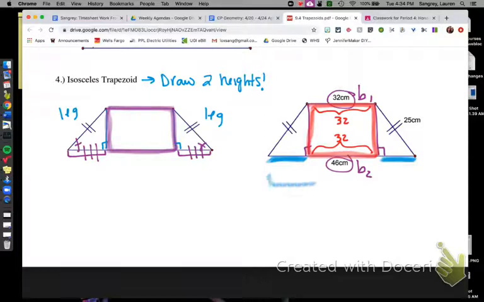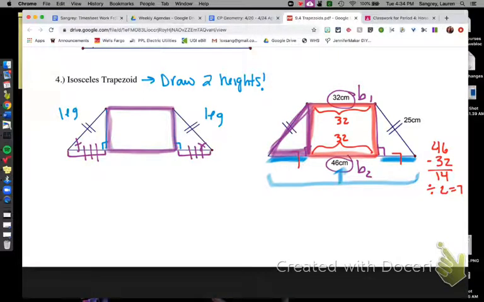Now, the entire base is 46. And I know that piece of the rectangle is 32. So if I take 46 minus 32, I get 14. And then if I divide by 2, each of these will be 7 centimeters long. That is necessary so that I can start working with this right triangle.